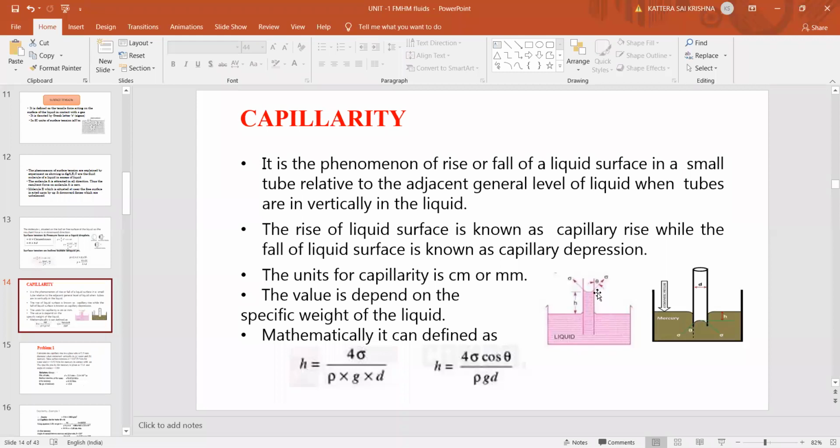Right? So this is your formula, H equal to 4 sigma by rho g D for water, I think, but if it is a capillary rise, H equal to 4 sigma cos theta by rho g D, and the same if it is capillary depression. So this is the H value. How much height of water or how much height of the liquid is there in your capillary tube. Suppose if it is depression, this is H at the bottom of the surface, how much depth the liquid is there. Right. So now we'll go for the problems on capillarity first.